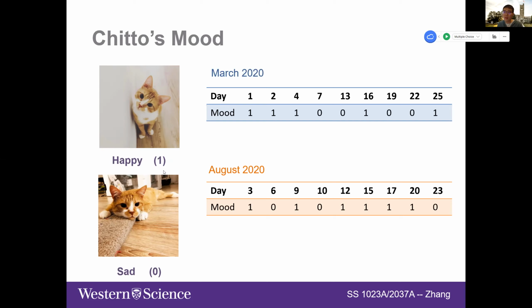So why is this discrete? Because it does not make sense to say 1 plus 0 or 1 minus 0, because this number is just the name or a coding for the meaning of happy and sadness. In this way, she keeps recording the mood of the cat in March and also August. So the next step, instead of comparing the walking distance, is to compare the distribution of the mood in March and August.